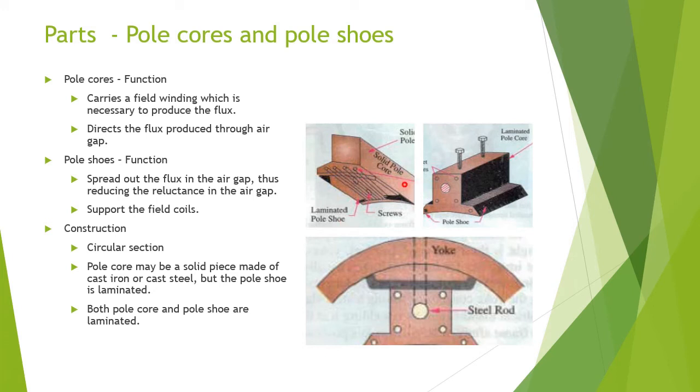The pole core also carries the field windings. The pole shoes also support the field coils. The laminated pole cores carry the field windings, which is necessary to produce the flux, and also direct the flux produced through the air gap.